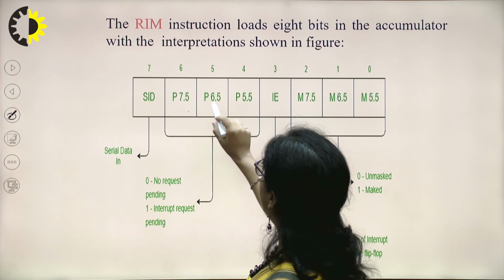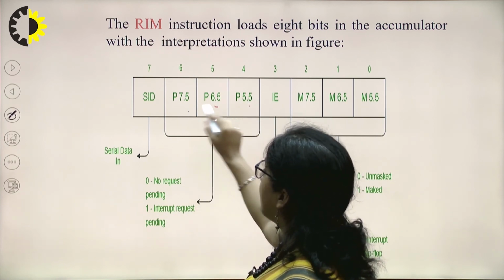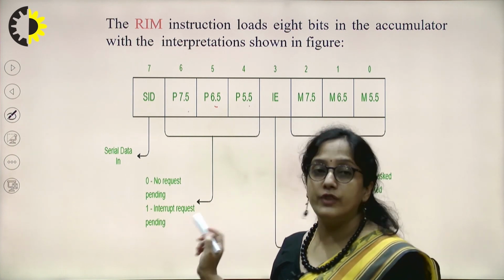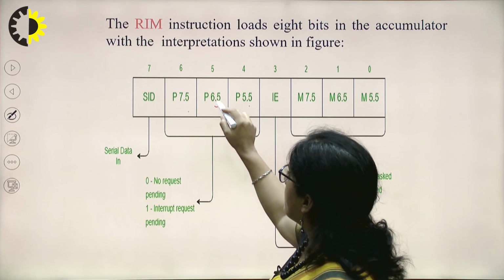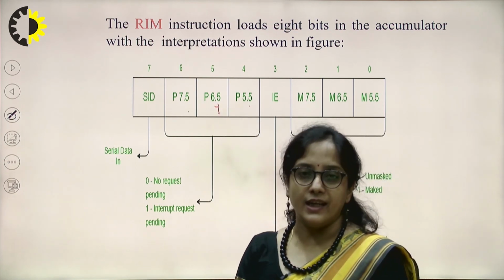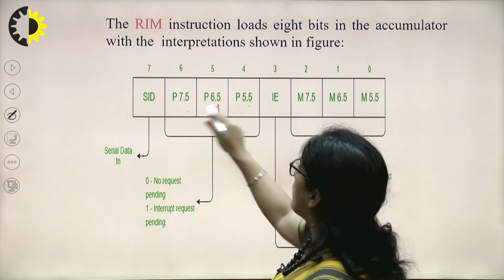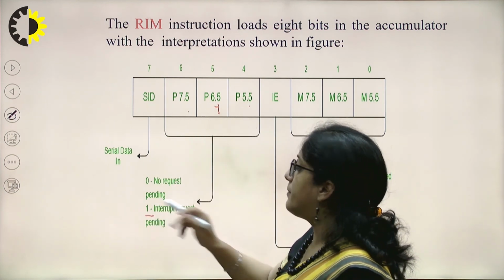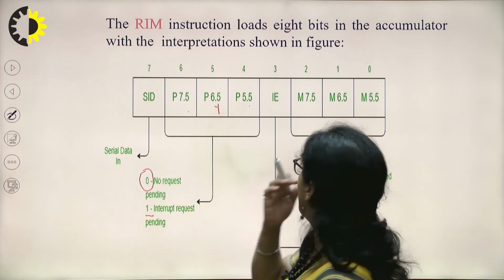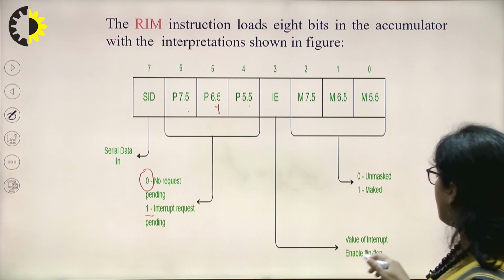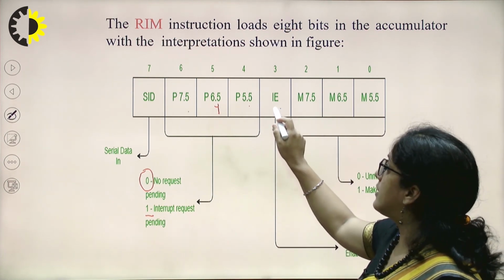P7, 6th bit, 5th bit and 4th bit. These bits are used for indicating the status of the interrupt. So if any of the interrupts is pending, then this bit will be 1. We are reading. So if any interrupt is in pending mode, that particular interrupt is represented by 1. If no request is pending, it is represented by 0. Then the value of the interrupt enable flip flop. What is the value of the enable flip flop? Whether it is 1 or 0, it is represented here.